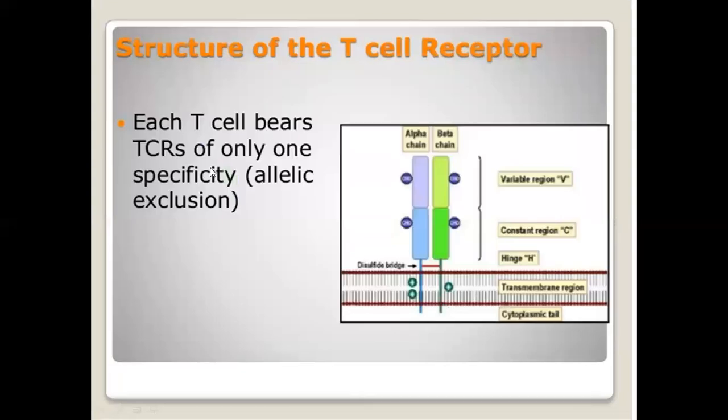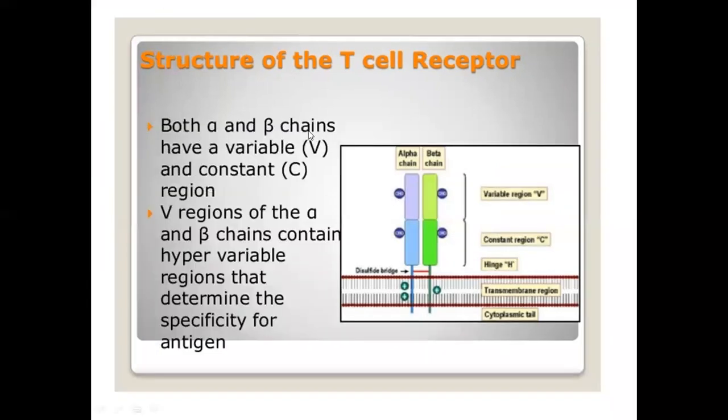Each T cell bears TCRs of only one specificity, so one T cell is specific for only one antigen. This is known as allelic exclusion.